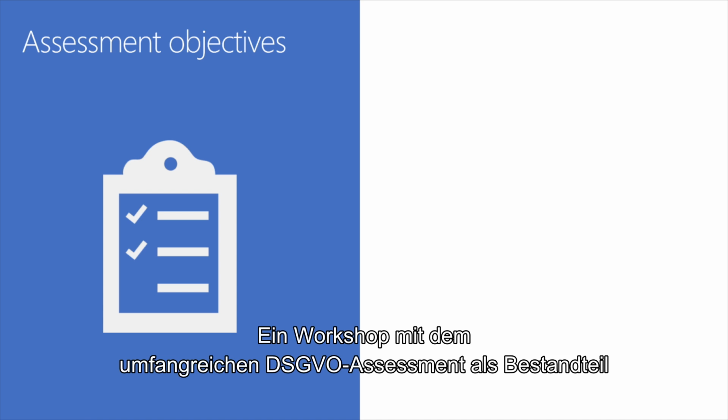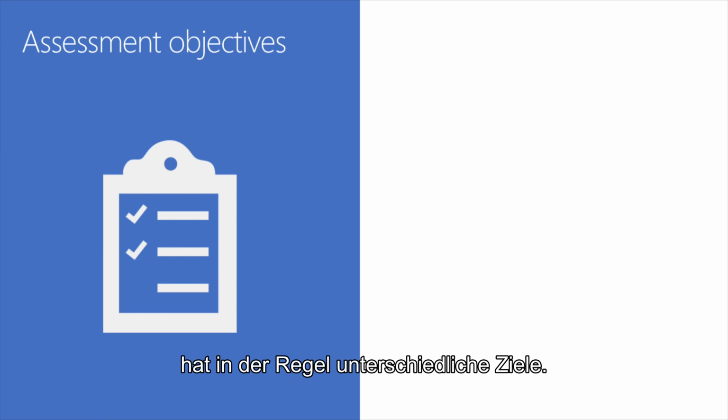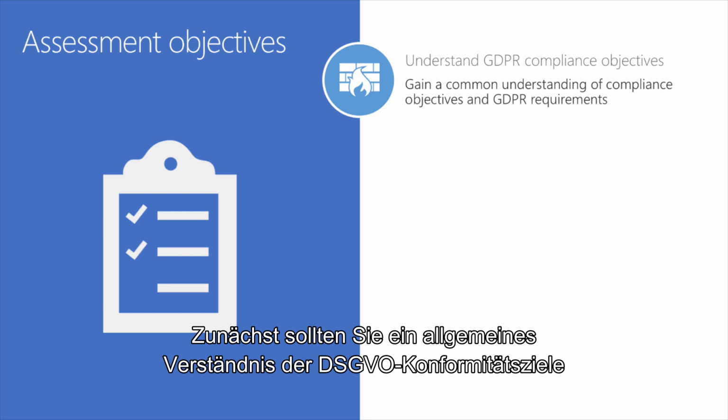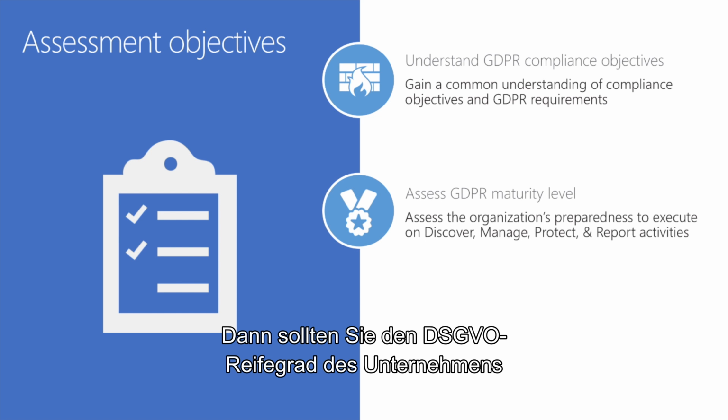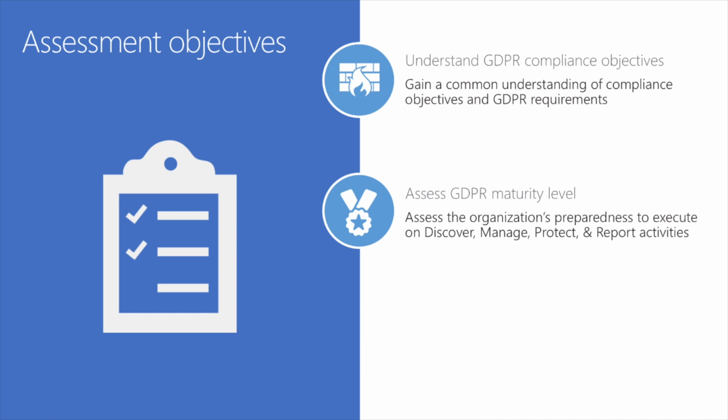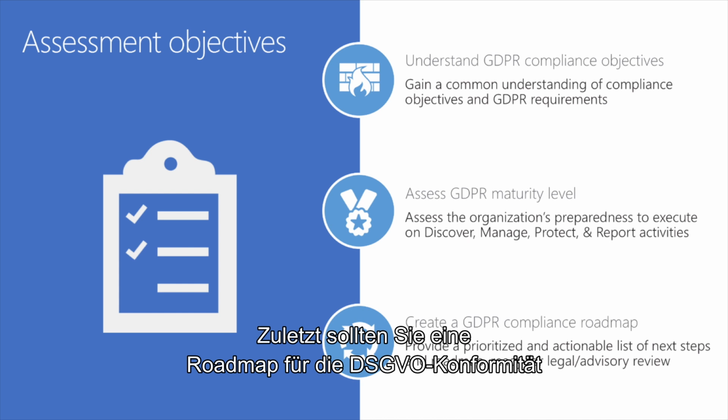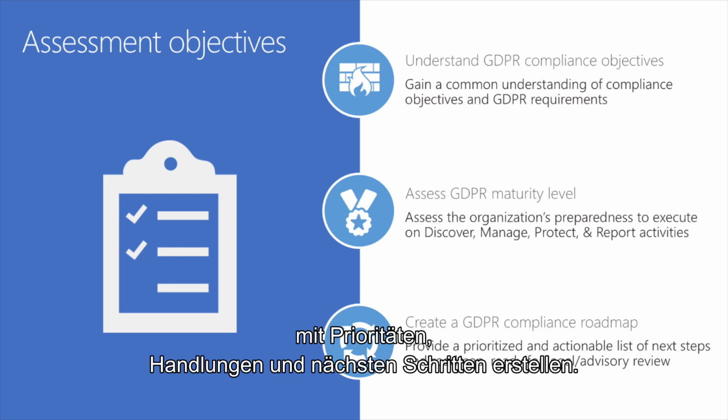A workshop supported by the GDPR Detailed Assessment typically serves different objectives. First, get a common understanding of the GDPR compliance objectives of the organization. Secondly, assess the GDPR maturity level of the organization by use of the toolset. And thirdly, create a GDPR compliance roadmap with prioritizations, actions, and next steps.